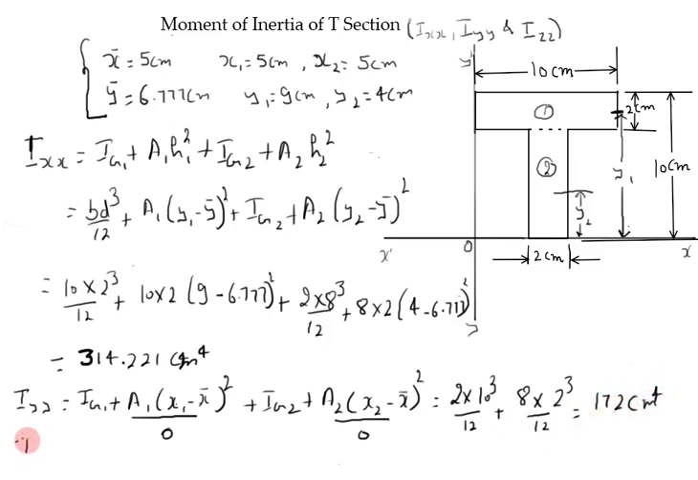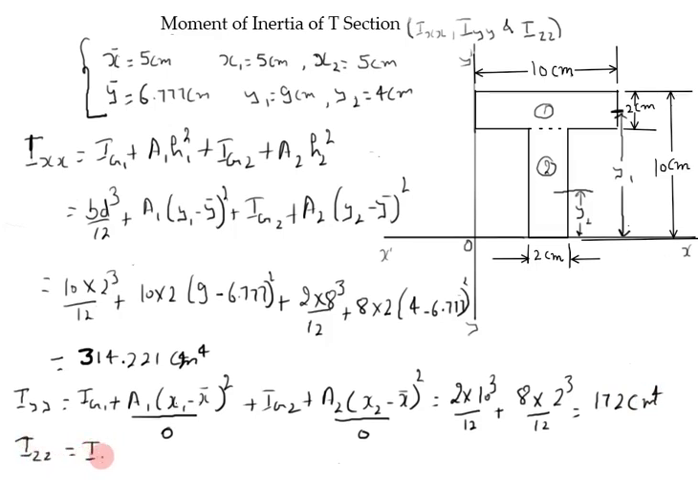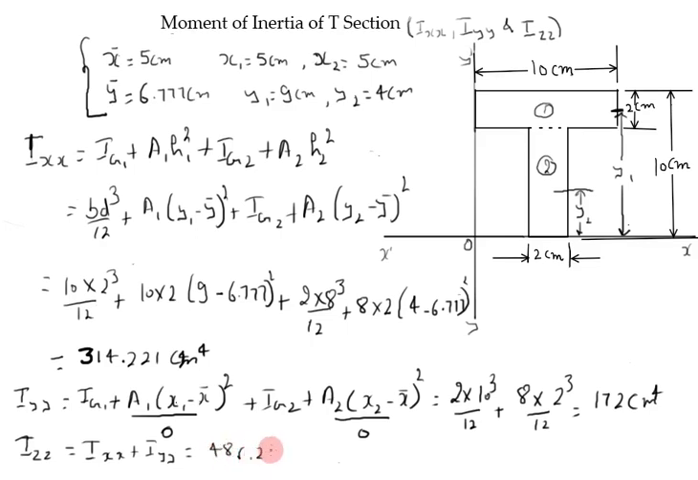Now to calculate Izz, do the summation of Ixx and Iyy. After doing the summation, the value of Izz comes out as 486.221 centimeter to the power 4. So this is the way we can calculate Ixx, Iyy and Izz.